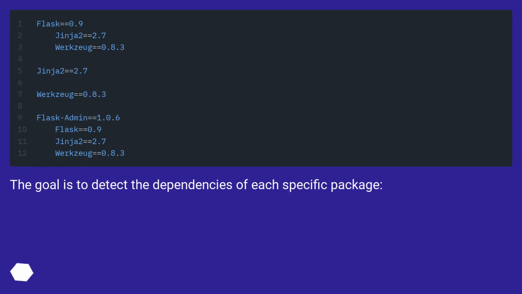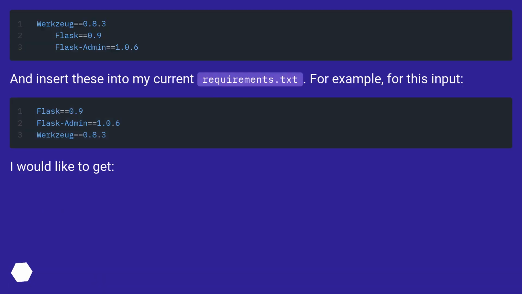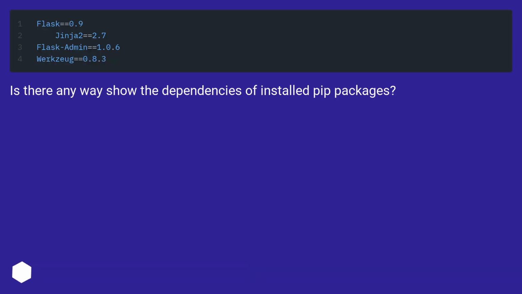The goal is to detect the dependencies of each specific package and insert these into my current requirements text. For example, for this input, I would like to get this. Is there any way to show the dependencies of installed pip packages?